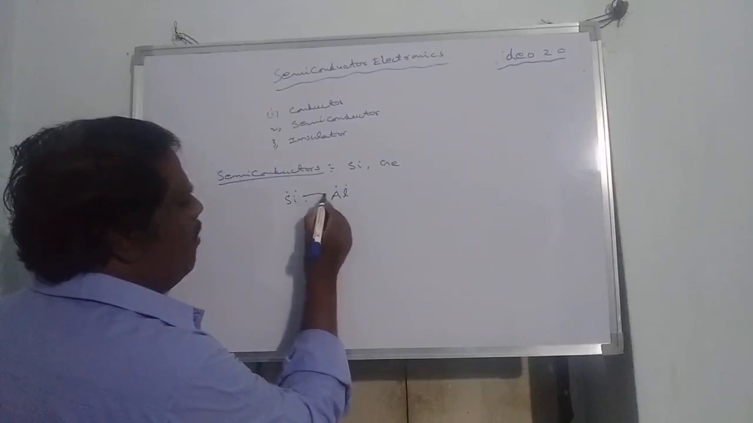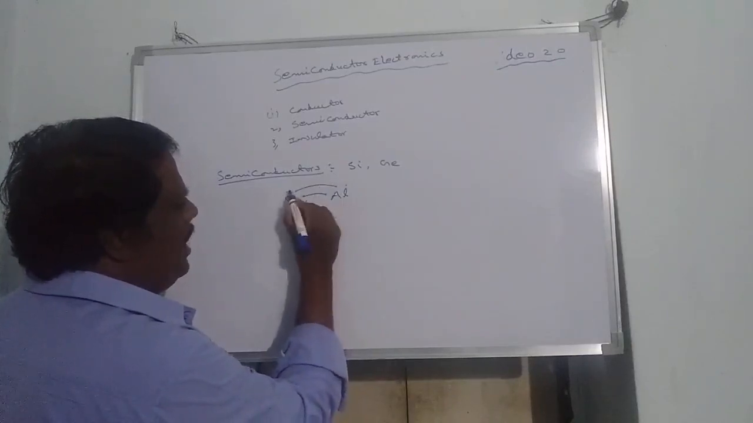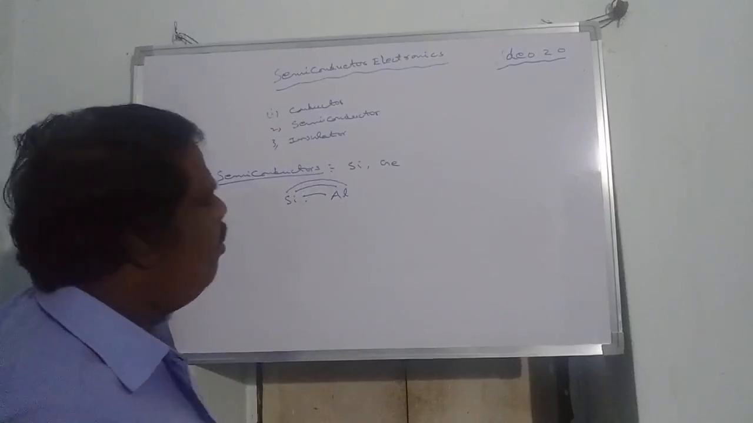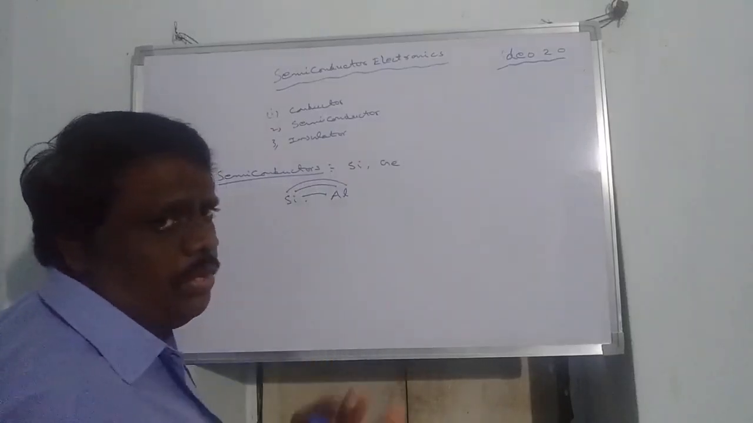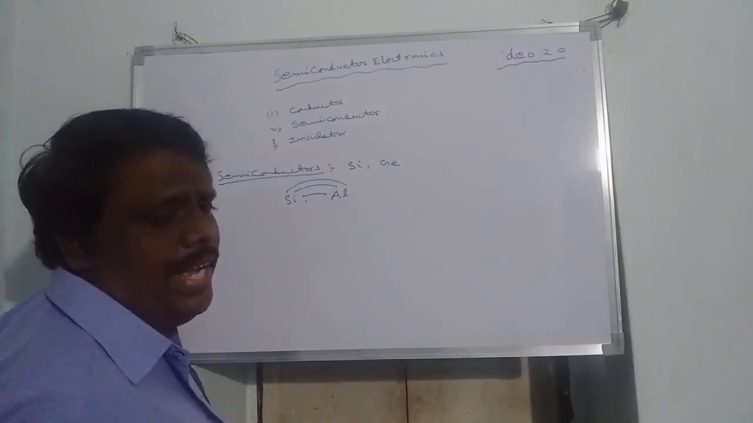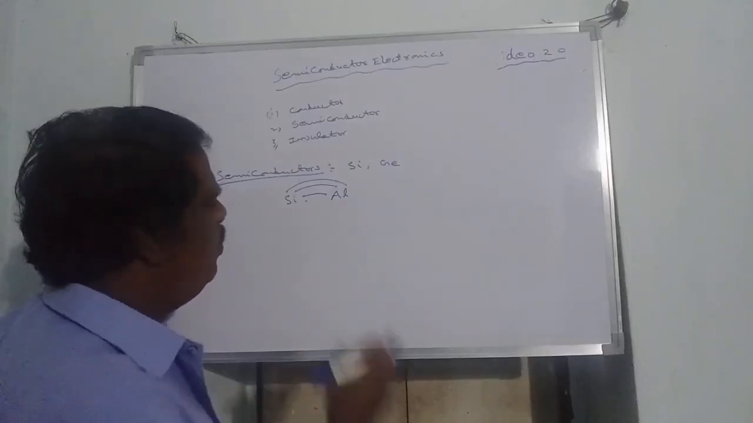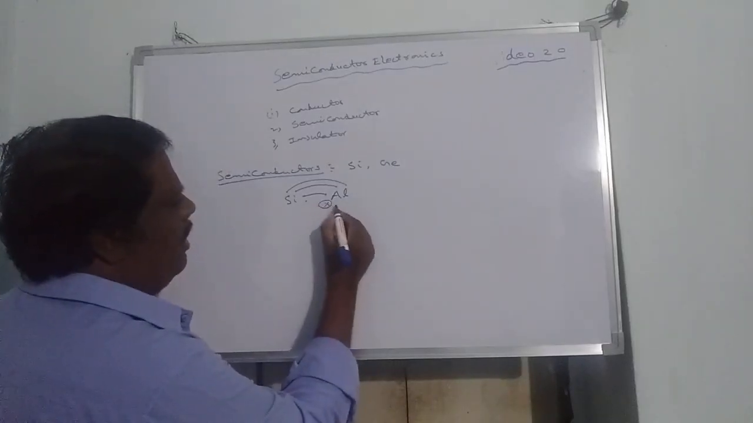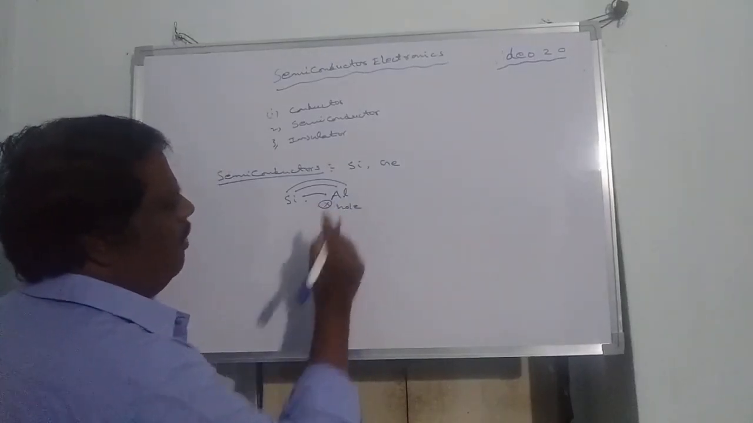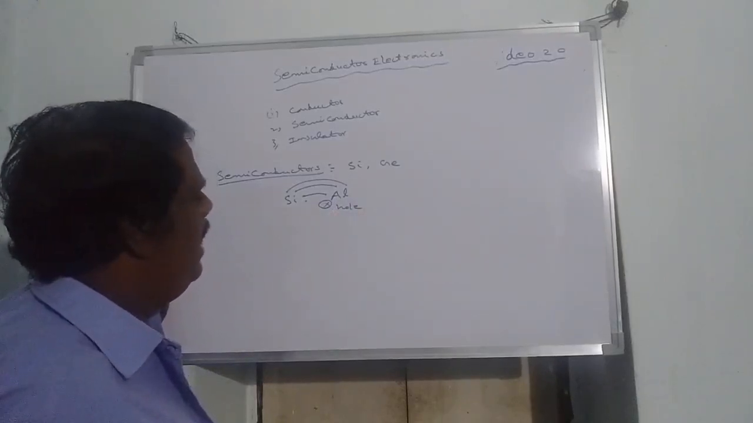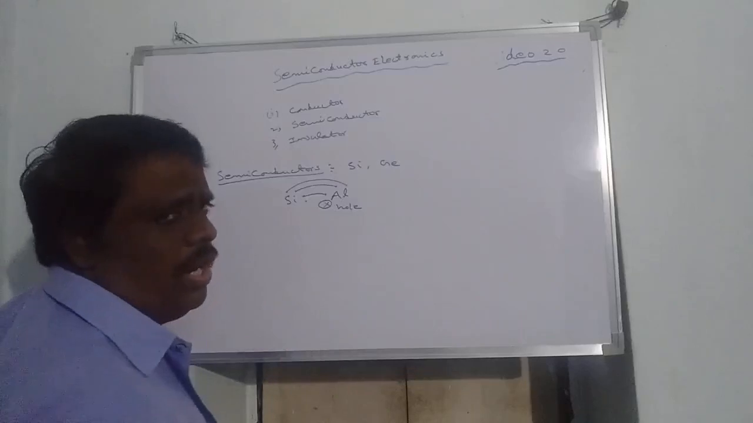It has only 3 valence electrons. Here, covalent bonds are formed due to the mutual sharing of electrons, so 3 bonds will be completed. The 4th bond will not be complete due to the lack of an electron in the aluminum, because it has only 3 valence electrons. So the lack of an electron is called a hole.